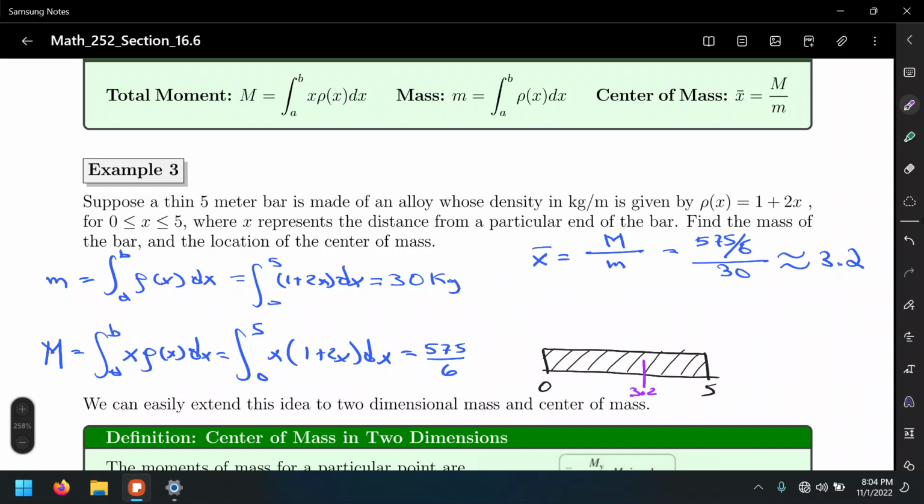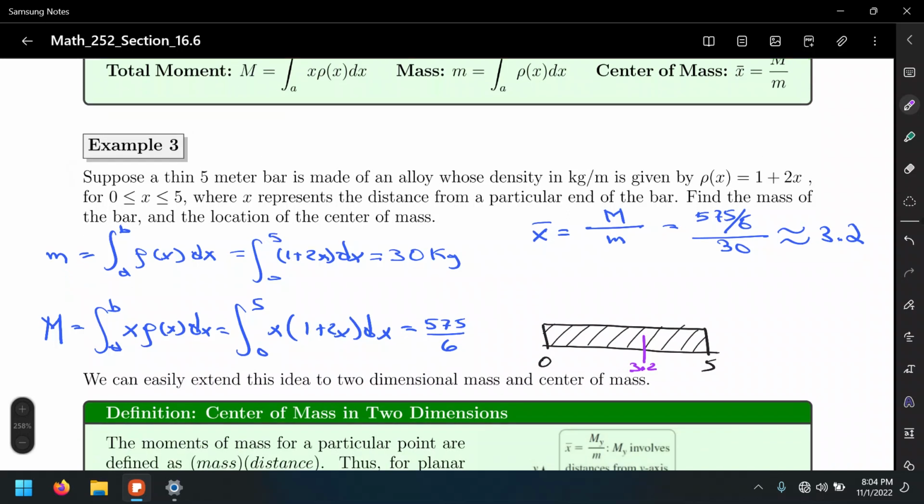Well, check the function rho of x. It's a linear function with a positive slope. In fact, it's an increasing function. That is, we would get a larger density for larger values of x, which should explain why it's heavier on this side than over here, isn't it? So for example, at x equals 0, the density is 1. At x equals 1, the density is 3. And then it goes on, gets heavier and heavier, right?